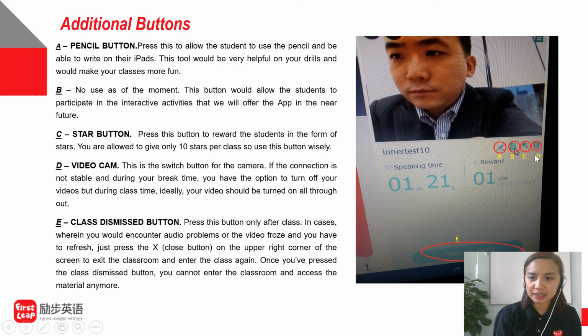And letter D here, that's the video camera button. This is the switch button for the camera. If the connection is not stable and during your break time, you can have the option to turn off your videos, but during class time, ideally your video should be turned on all throughout, okay? And letter E, that's the class dismiss button. Press this button only after class.